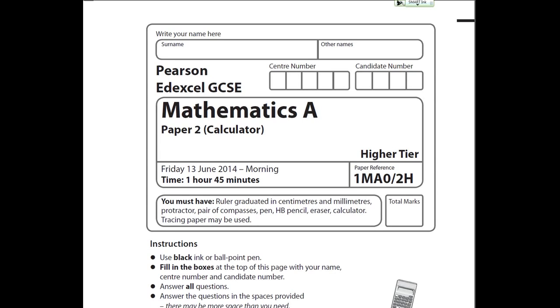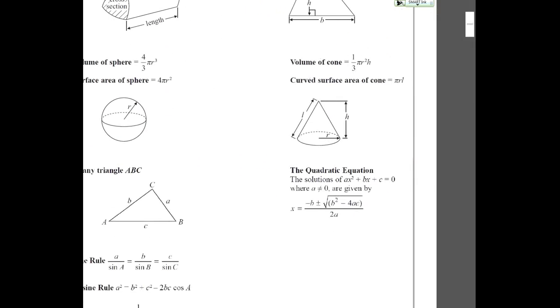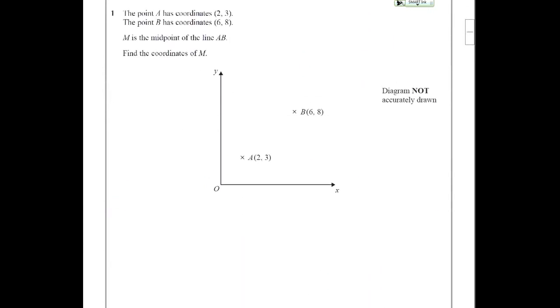We're looking at the higher tier Edexcel calculator paper. So we're going to work through the whole thing. There's the formula page, and we're going to see if we can get full marks, which would be good.